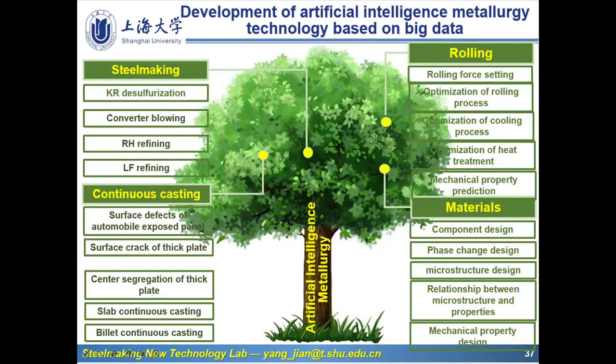And about AI metallurgy for materials, we can do component design, phase change design, microstructure design, the relationship between the microstructure and the properties, and mechanical property design.